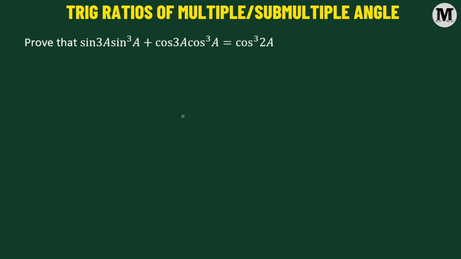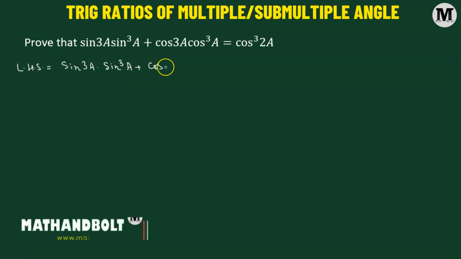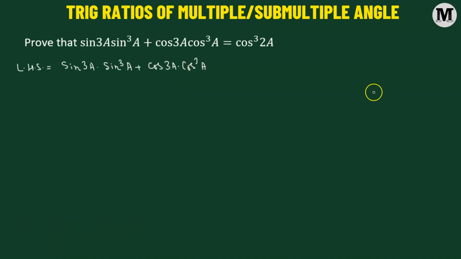So we need to prove the following. So let us begin. We'll start our problem from the left hand side. Here we have sine of 3a multiplied to sine cubed a added to cosine of 3a times cosine cubed a. So what we'll do, we'll use a formula here.